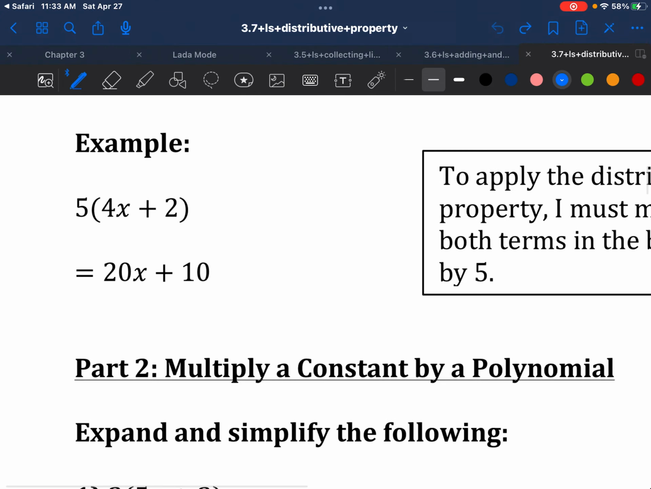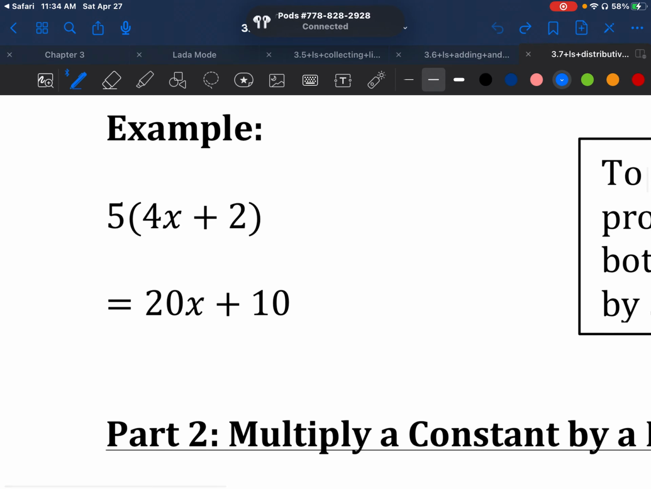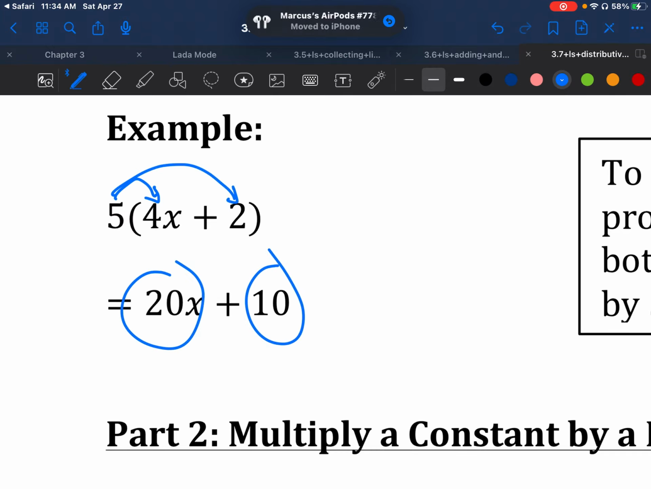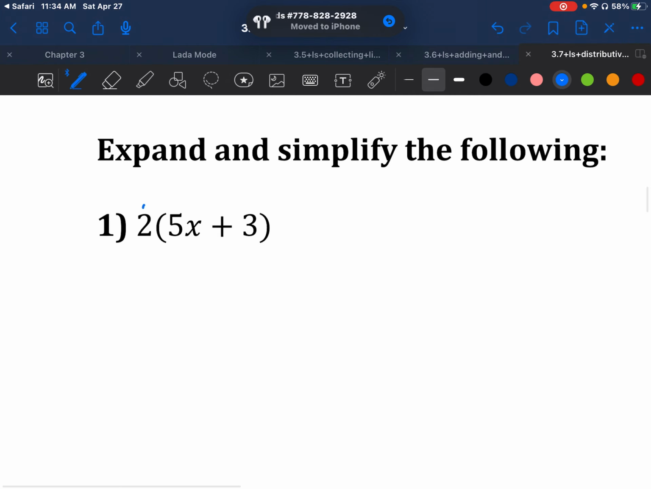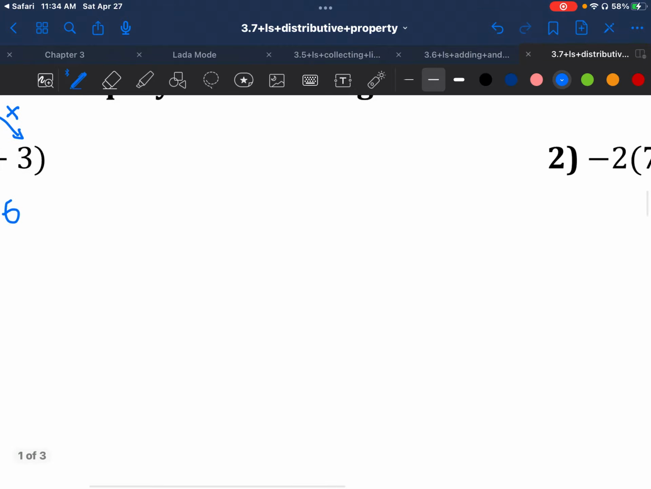So we can start here by showing this example. Say here, we multiply this in and this in. So 5 times 4x is 20x, and 5 times 2 is 10. So let's try these ones here. We just multiply and multiply. So 2 times 5x is 10x, plus 2 times 3 is 6.